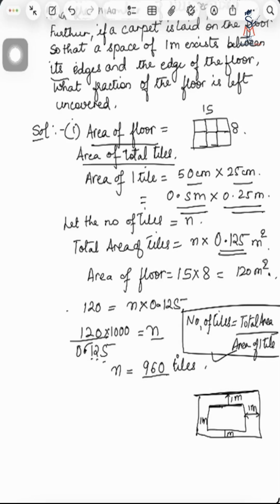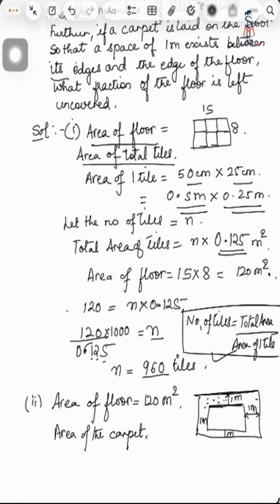Right? Now you have to find what fraction of the floor is left uncovered. Means this fraction you have to find which is not covered. That means for that, what you will do? You will first find the area of the carpet. Area of the floor we know from the first portion. Area of the floor is 120 meter square, we have calculated. So area of the carpet we have to find. What is the length of the carpet?